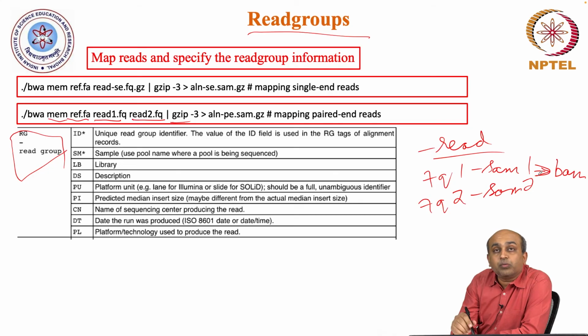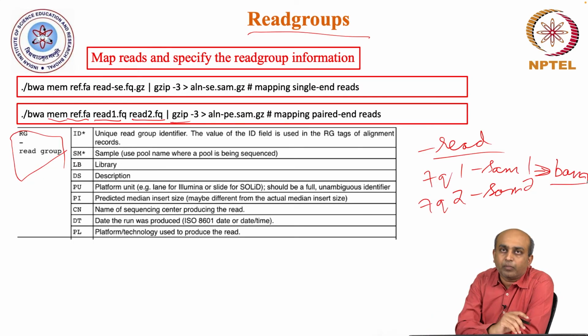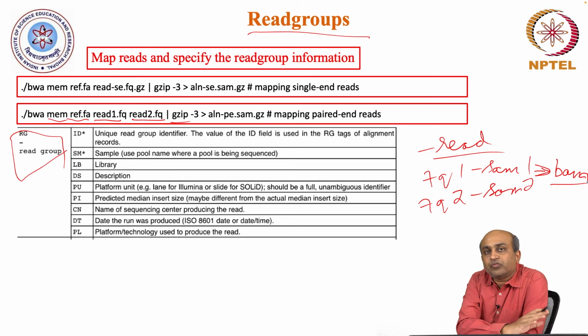But you still want to retain the information about where these reads came from. Some reads came from sample 1, some reads came from sample 2, some reads came from library 1 of sample 1, some reads came from library 2 of sample 1. All of this metadata, you want to retain it even after you have combined all of it into a BAM file. So read group is a way of tagging your reads and storing this metadata.